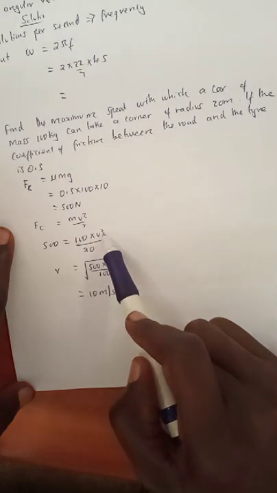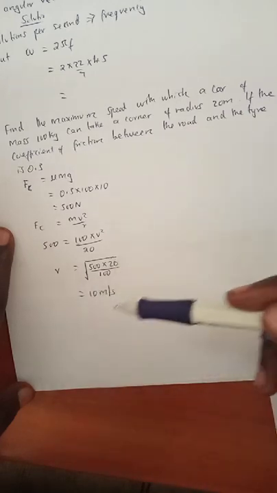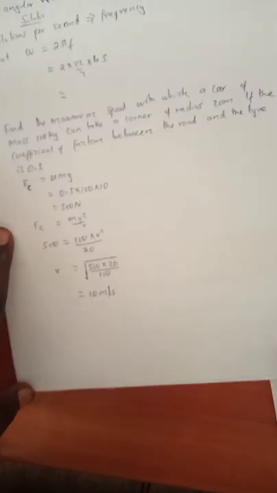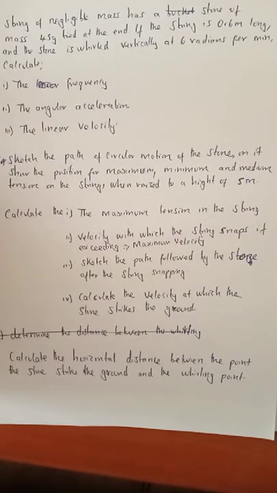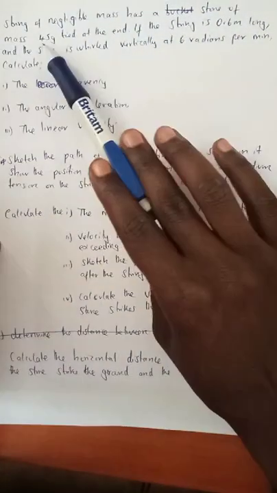That means linear velocity, being made the subject, will be the square root of this one, getting it to be 10 meters per second. So this question actually carries all the areas of the topic. You can also pause and write it somewhere, or even snap it, then attempt it as we move forward.